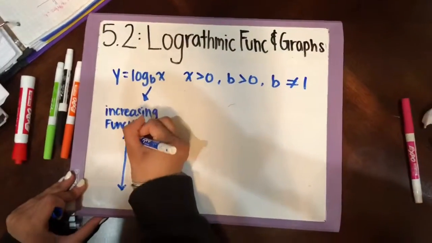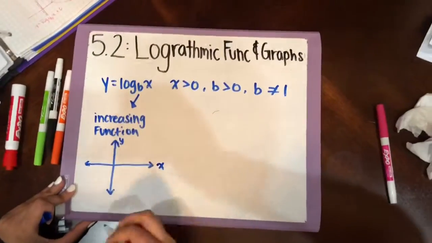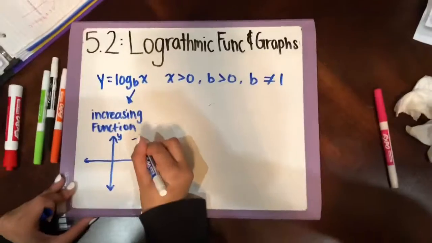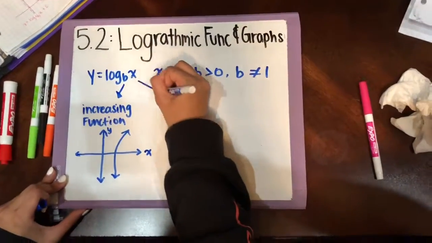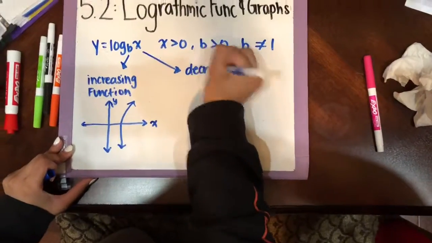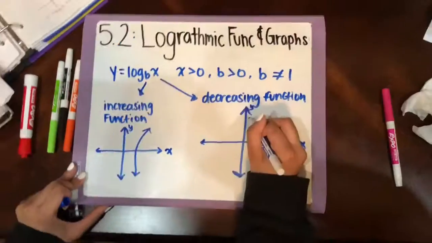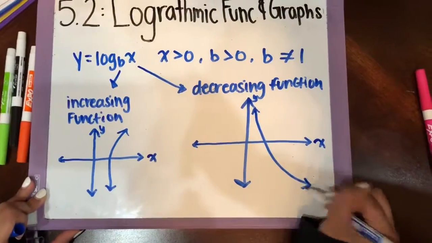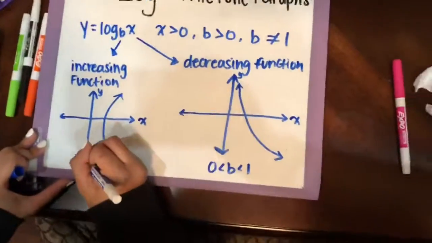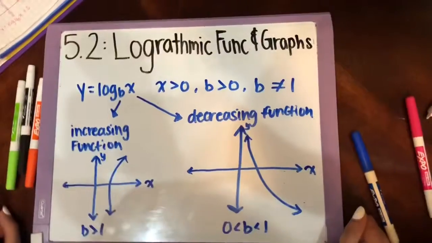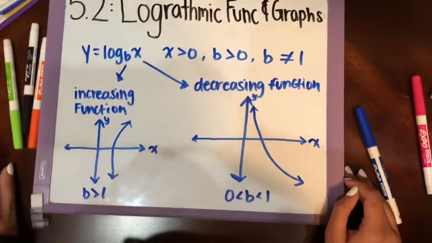So now let's take a closer look at examples for an increasing function graph, which will look something like this. And then let's look at an example of a decreasing function graph, which will look something like this. One thing to keep in mind is exponential and logarithmic functions are inverse of each other.